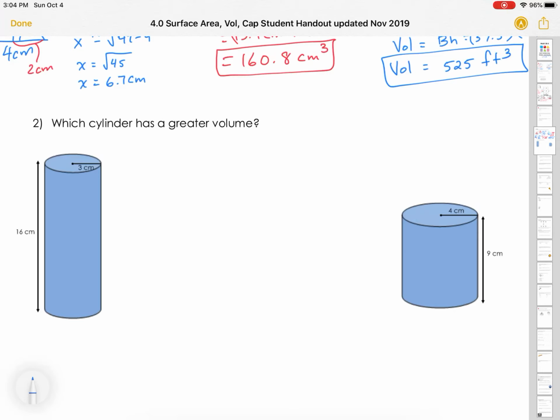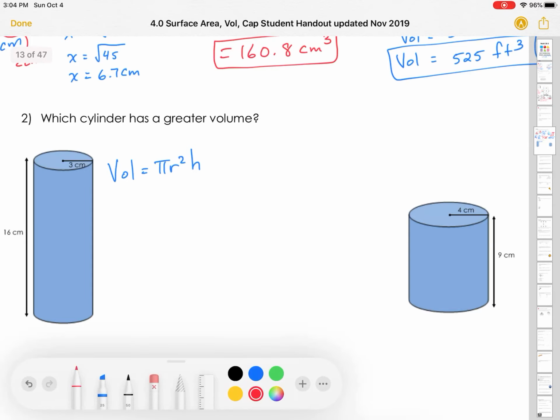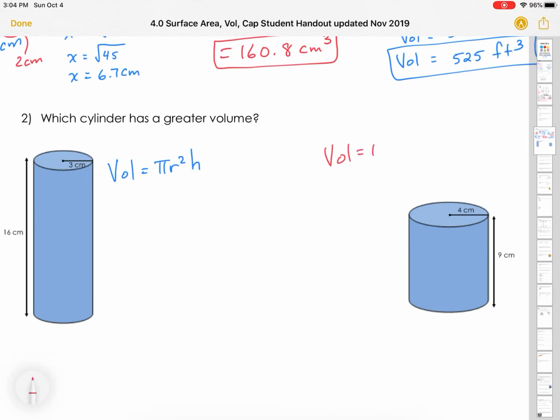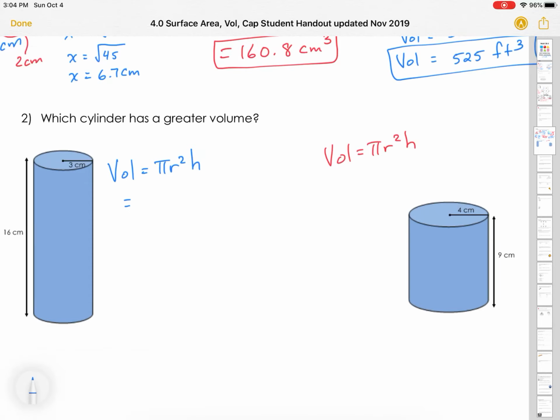So we have this tall, skinny one, and then we have a short, fat one. Well, we can't really tell from looking, so we have to actually do the work. So, volume of a cylinder is pi r squared h. So, same thing over here. Volume equals pi r squared h. Now, for this one, we can just substitute right in.